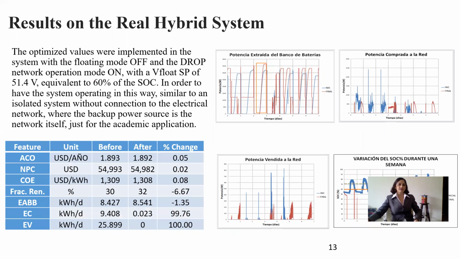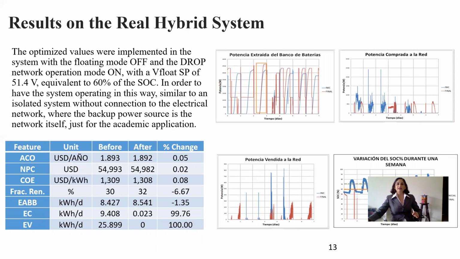Results on the real hybrid system. The optimized configuration was implemented in the system with the floating mode off and the grid network operation mode on, with a V-float set point of 51.4 volts, equivalent to 60% of the state of charge. In this way, the system operates similarly to an isolated system without connection to the electrical network, where the backup power source is the network itself, just for this academic application.